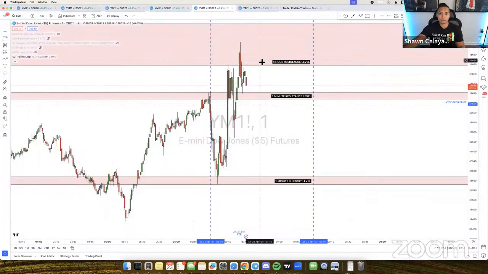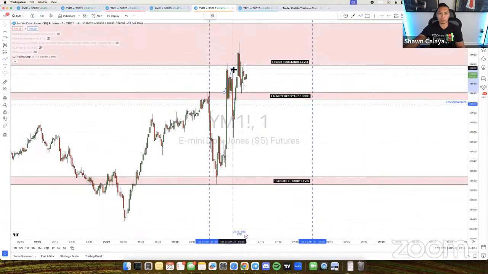All right, so let's go to our clean chart. You can see that price is pretty much sitting in between the 4-hour resistance and the 1-minute resistance level. This is kind of what we talked about earlier. I said this is probably going to be the consolidation area, and eventually price will probably come back down into this lower area, or it'll push up further and break past the 4-hour resistance. But right now, price is just consolidating within this middle area right here.